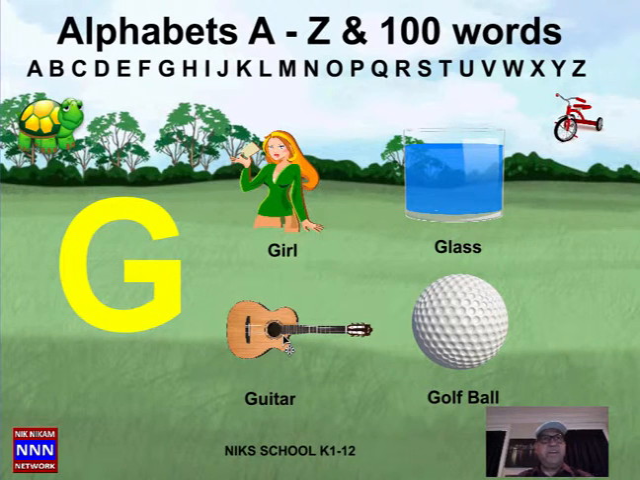Ting ting ting. You like to learn guitar? Oh yeah, when you grow up, you can get a toy guitar and then start playing. Ting ting ting.